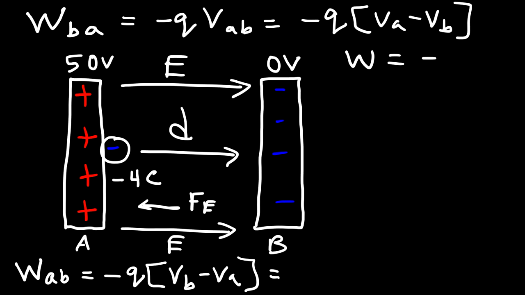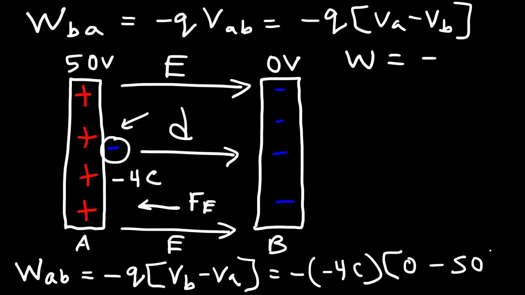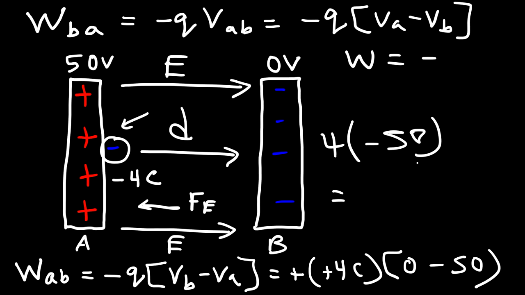So using this formula, we have negative Q. Now Q is negative 4 coulombs because we're dealing with a negatively charged particle or object. And VB, the potential at point B, is 0. The potential at point A is 50. So we have two negative signs. A negative times a negative is a positive. And 0 minus 50 is negative 50. So overall, this is going to be negative. So it's negative 200 joules of work being done on this negative charge.